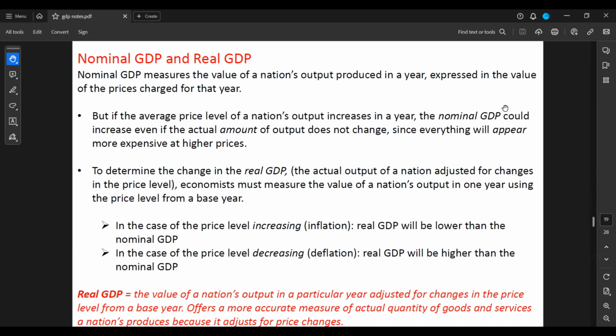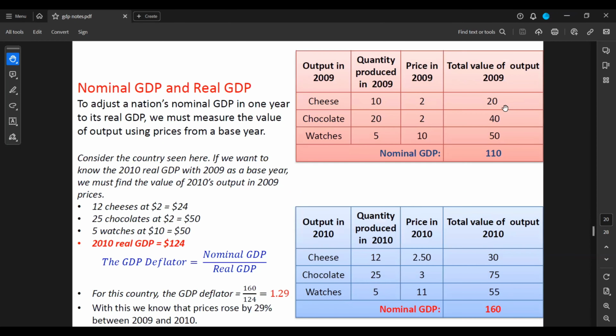Real GDP. What is real GDP? Real GDP is the value of a nation's output in a particular year, adjusted for changes in the price level from a base year. It offers a more accurate measure of the actual quantity of goods and services a nation produces because it adjusts for price changes. Nominal GDP and real GDP. To adjust a nation's nominal GDP in 1 year to its real GDP, we must measure the value of output using prices from a base year.